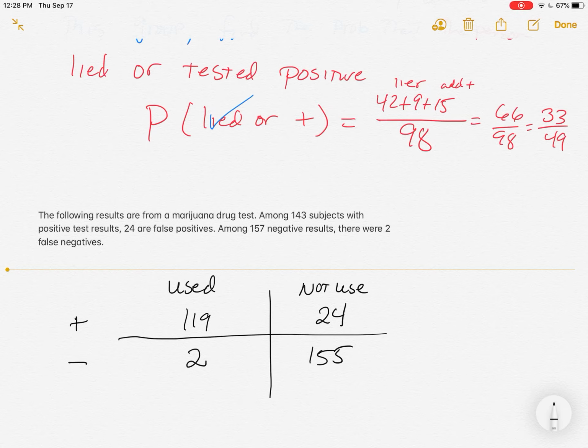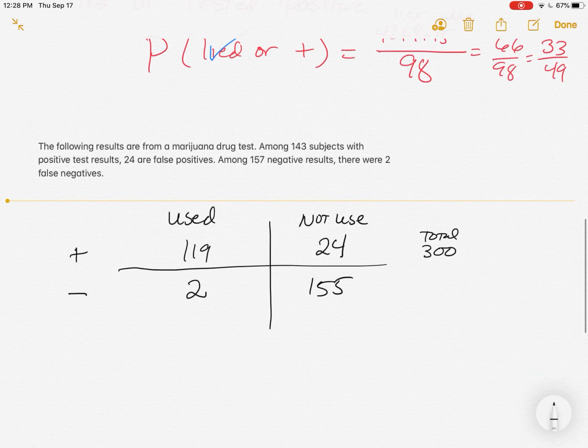So let's see how many people are involved in this study. 119 plus 24 plus 2 plus 155, 300. So we've got 300 total. That'll help us to get some probabilities out. And so they'll ask some questions based upon that, but they're going to have you come up with this. So hopefully we're okay. They will be using this terminology, false positive, false negative. 24 were false positives, so the other 119 amongst the 143 were perfect. They were true positives. And these 2 down here, right here is where I'm looking, they are false negatives.